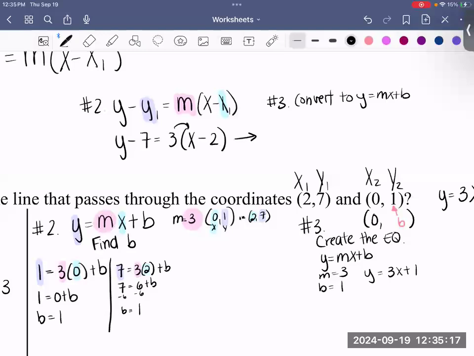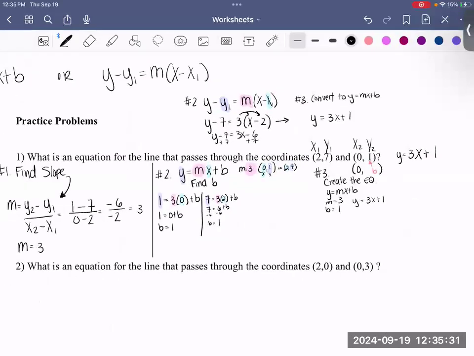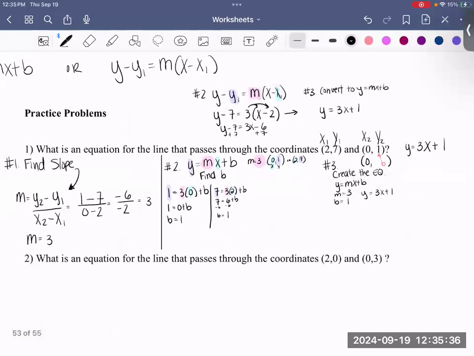We can do so by distributing 3x minus 6, and adding 7. So then we get y is equal to 3x plus 1. That is, if you prefer using that formula instead. Now let's try it again with number 2.